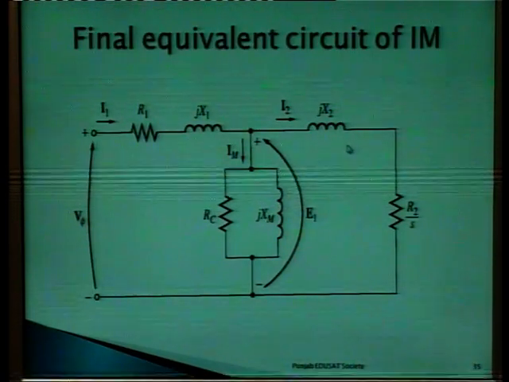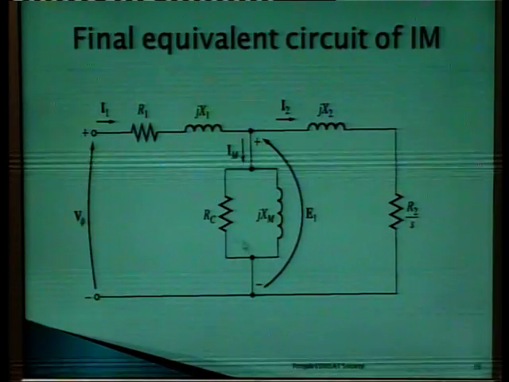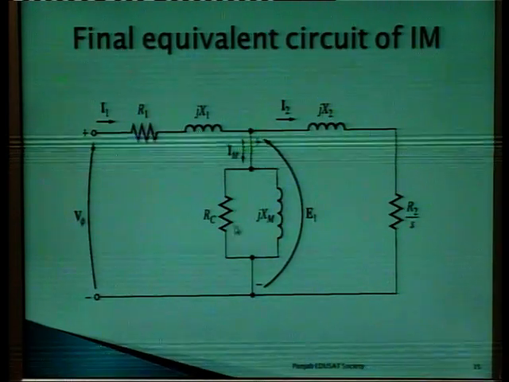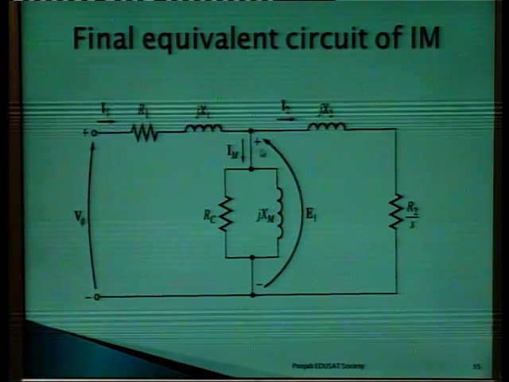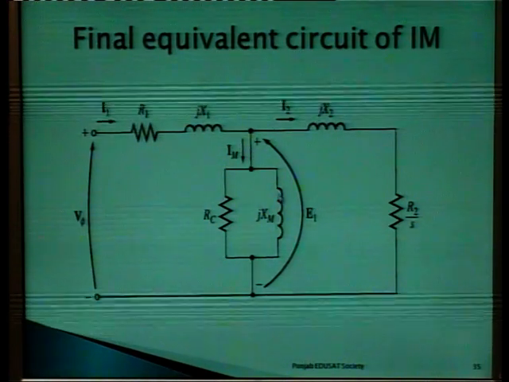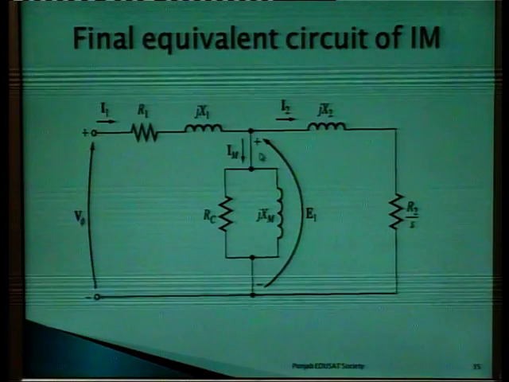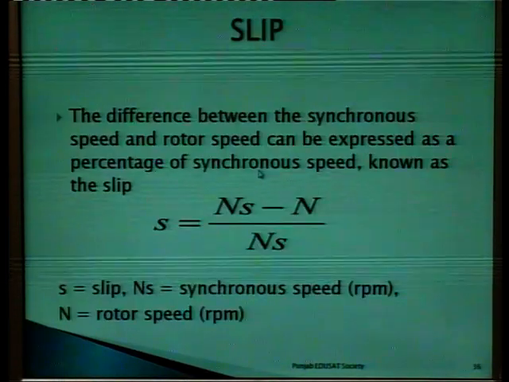This is the impedance of the rotor winding, and these are the two branches of the current which is divided into working and magnetizing components of current. This EMF is here across these two terminals, E1.